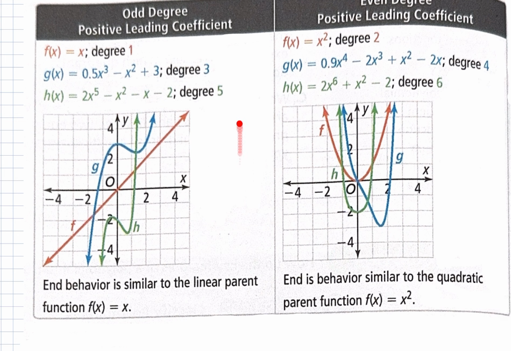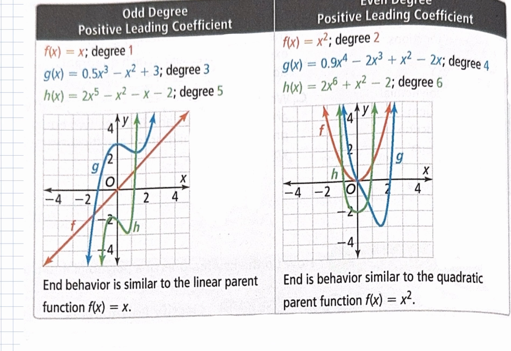On the left side, I know there's a lot of information here, but if you focus in on just what this is telling us: odd degrees of polynomial. When we talk about odd degrees, we're talking about x to the third power, x to the fifth power, x to the first power. Okay, so that's odd degrees. And when we have a positive leading coefficient, the number in front of the x, here it's implied to be 1, here it's 0.5, here it's 2.